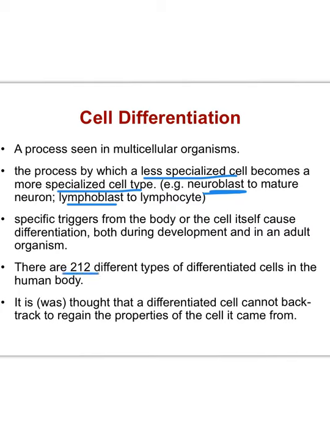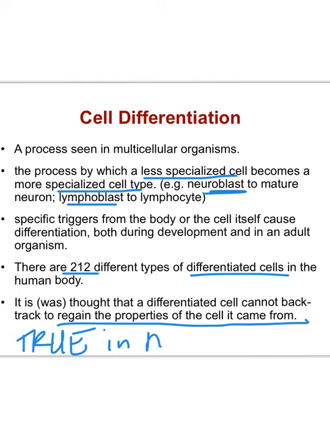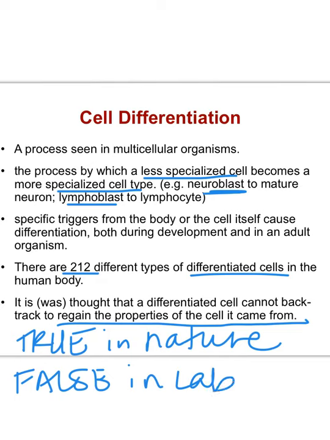I felt like there should be more than that. 212 differentiated cell types. And it's thought that differentiated cells cannot backtrack to regain properties of the cell they came from. This is true in nature, as far as we know, in our physiology. It is false in the lab, where we can do something that's not natural, something we manipulate. And we'll get more to that later. That's what this whole class is about, people.